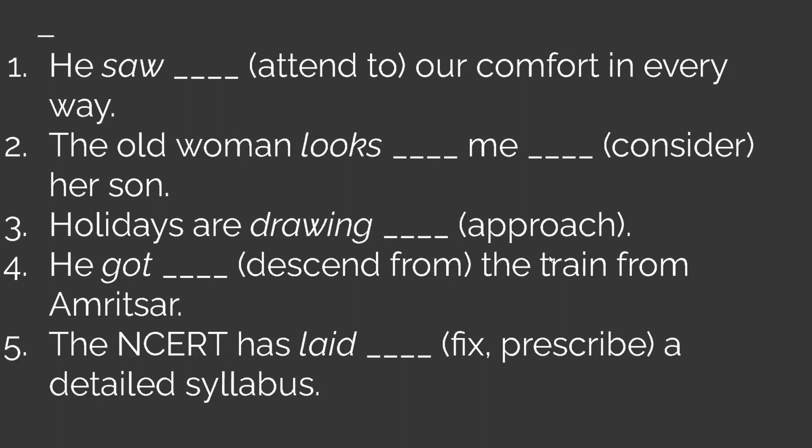The old woman looks at me as her son. Okay, some more answers. The old woman looks upon me as her son. The old woman looks on me as her son. That is, she considers me or feels me as equivalent to her son. The value of me is equal to her son. So instead of saying the old woman values me equal to her son, we simply say the old woman looks on me as her son.